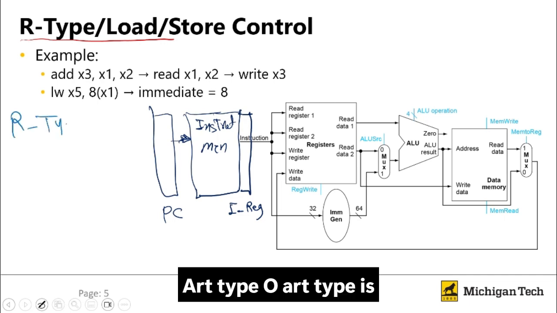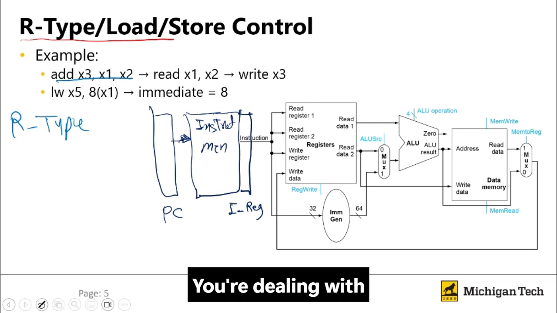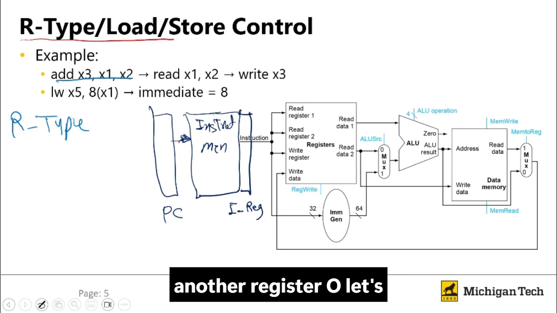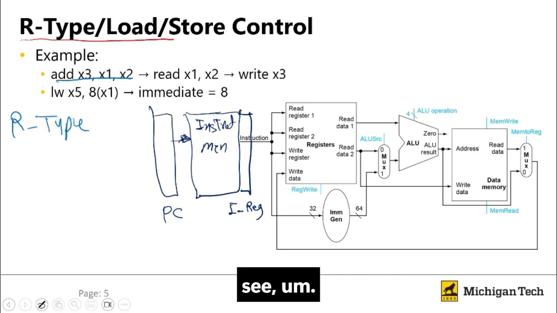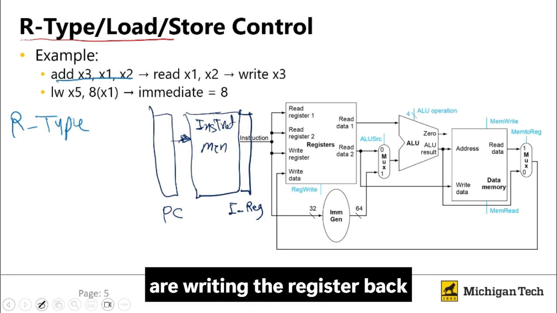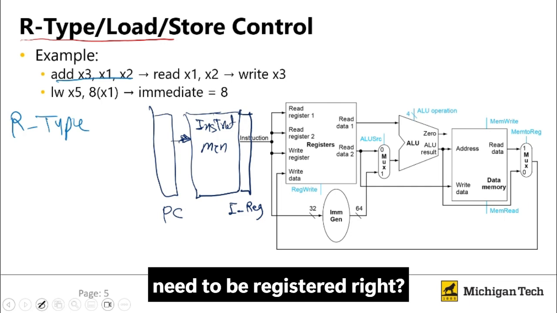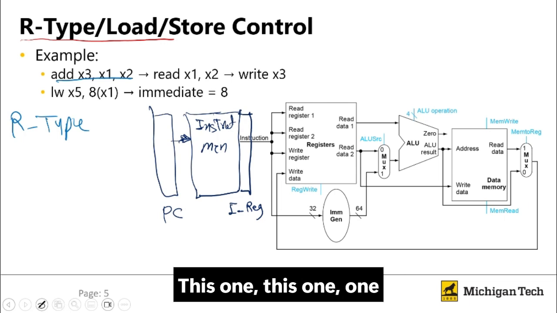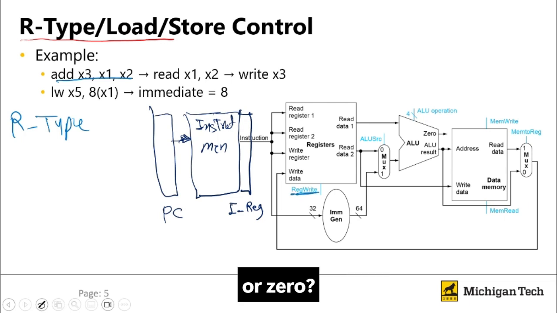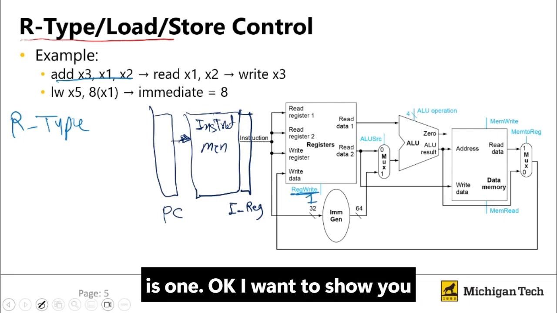R type is like add. You are dealing with two registers and putting the result in another register. So let's see, what about register write? We are writing the result back to R3. So what needs to be the register write value, 1 or 0? It's 1, because we are writing back. So this is 1. Okay.